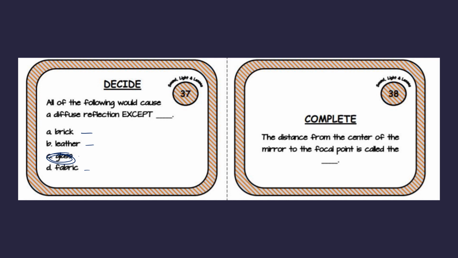So this is not really the best question. It's a little confusing for me because I'm not sure exactly what type of glass, what type of leather, what type of fabric. You could do different things with materials. The only one that I know is definitely going to cause some diffuse reflection is a brick, because you really cannot make a brick too smooth. You're limited in how smooth you can make a brick just because of how it's formed.